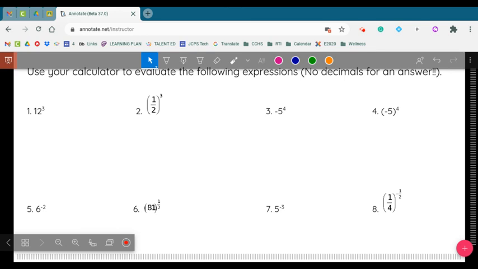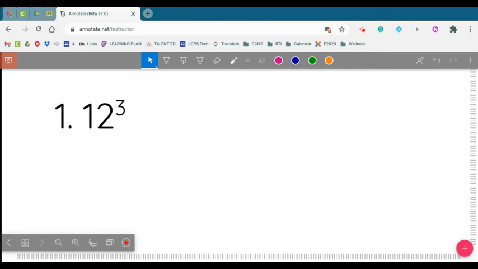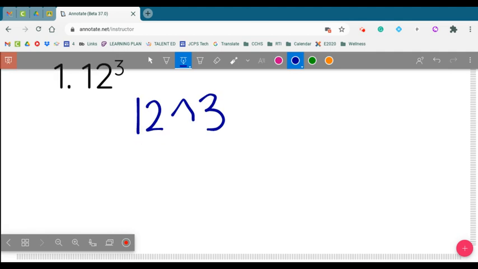So it says use your calculator to evaluate these. All I want you to do is type these into your calculator. And make sure you don't have decimals. Remember, if you get a decimal, hit math and then press enter twice and it'll give you the fraction form. So 12 to the 3rd. In your calculator, you can type 12 and then do your caret and then the 3. This will give you 1728.